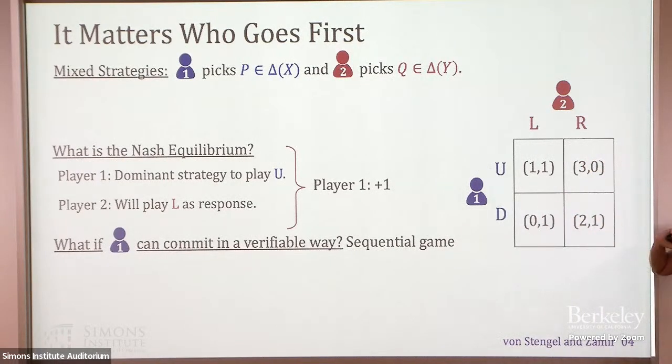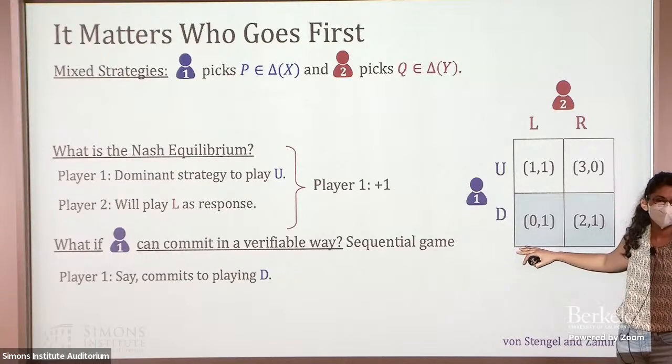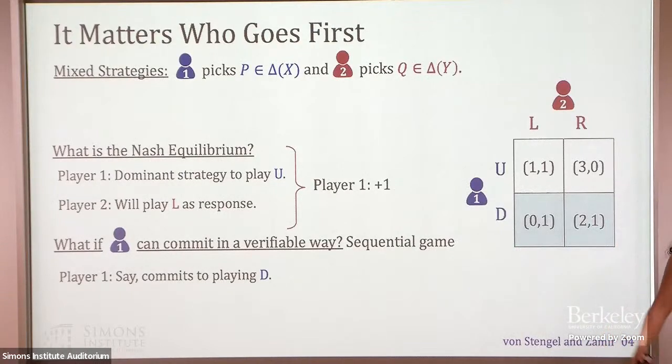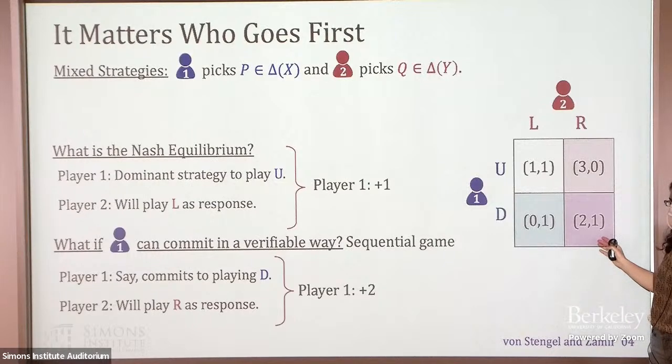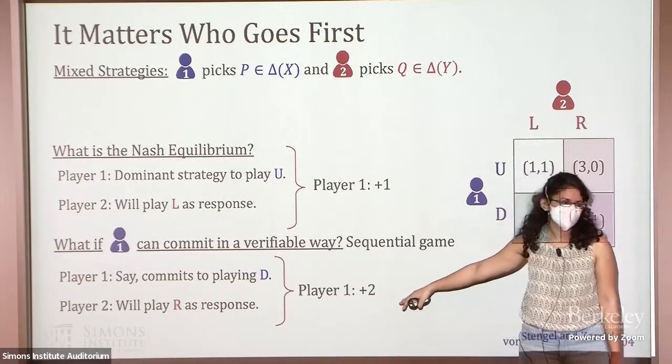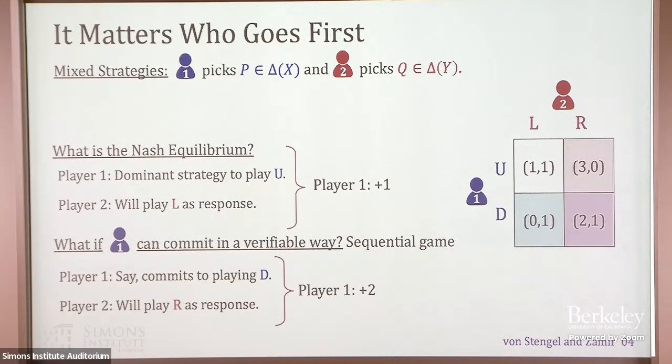So now if player one could commit in a verifiable way, let's say player one decided for whatever reason to commit to playing down. What would player two do? Player two is going to say, well, player one has already committed to being here. I'm going to see what I'm going to gain. I should have changed it slightly so that it would have been a little bit higher, so let's assume this was 1 plus a little bit. So I'm going to play right. And this is the outcome I'm going to see, and player one is actually getting more utility. So player one benefited from the ability to commit. This is what it means to go first and commit in a verifiable way.